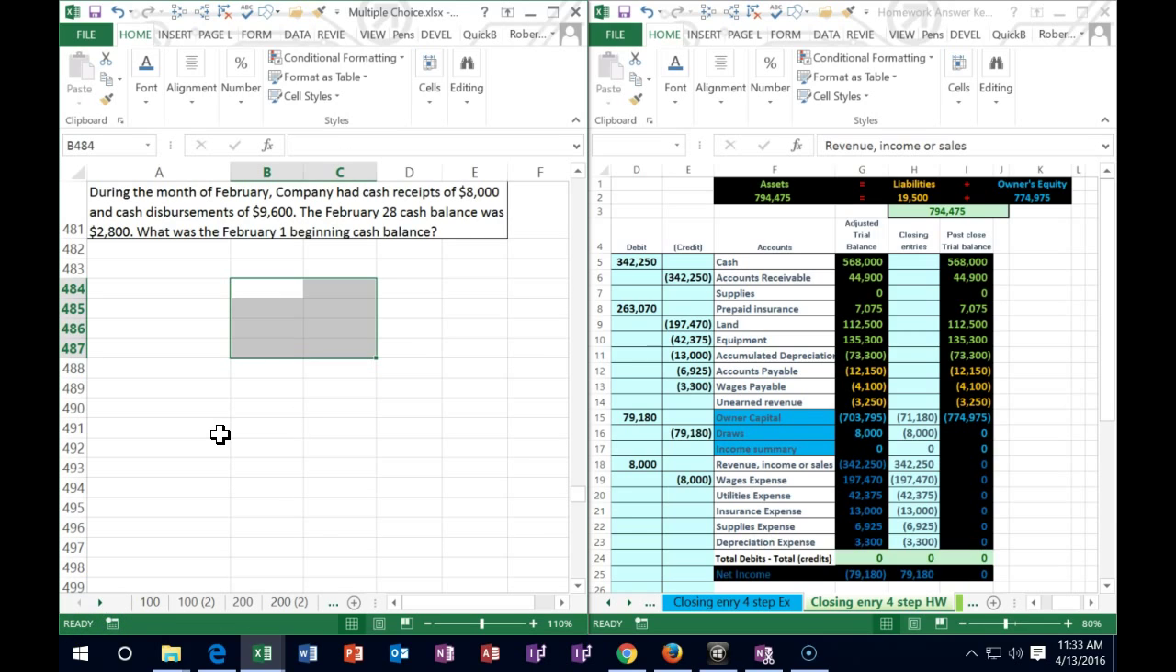Next one says, during the month of February, company had a cash receipt of $8,000 and disbursements of $9,600. The February 28th cash balance was $2,800. What was the February 1st beginning balance?